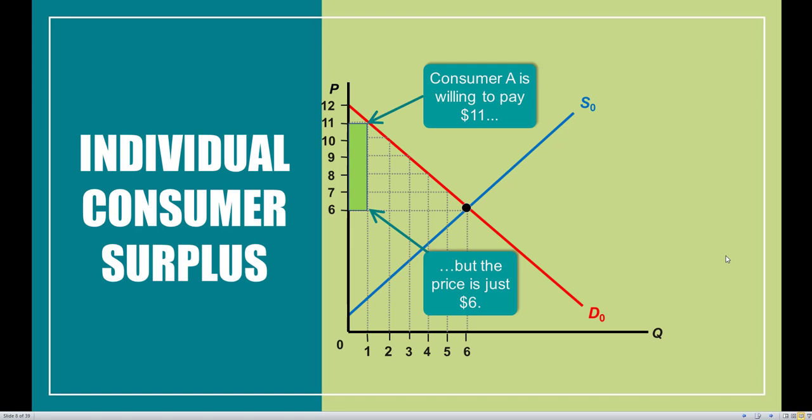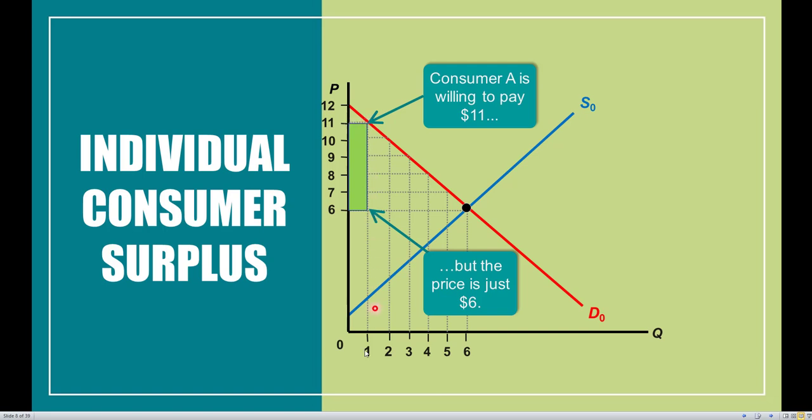So remember that every point along the demand curve represents an individual's willingness to pay. So here we have a typical supply and demand graph, and we notice that in equilibrium, the price is $6 and the quantity is going to be 6 as well. So here, things that we've talked about in chapter number 3. But we do realize that every point along the demand curve represents an individual's willingness to pay.